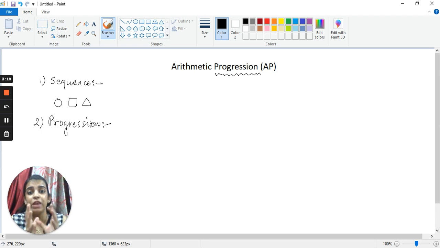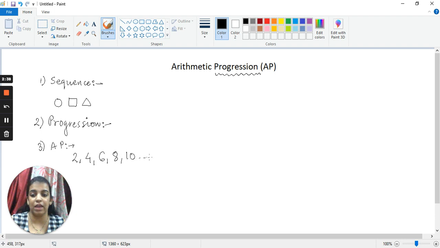Today we are going to learn the first kind of progression, and that is the arithmetic progression. In arithmetic progression, AP, a specific number or definite constant is added to each of the terms. Let me give you a simple example of arithmetic progression. For example, a sequence of even numbers: 2, then 4, then 6, then 8, then 10, and so on.